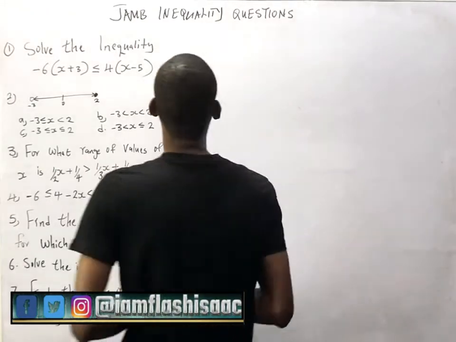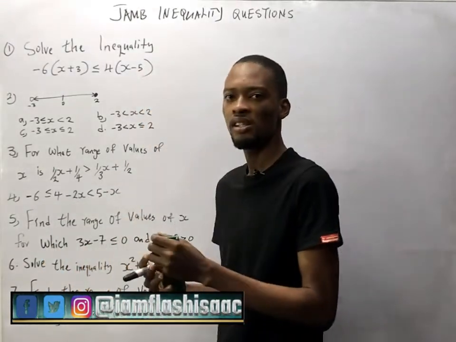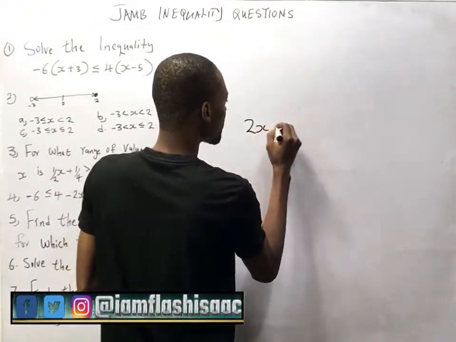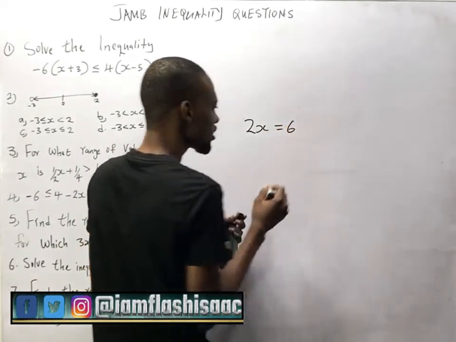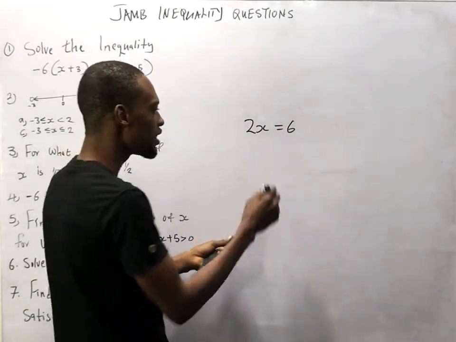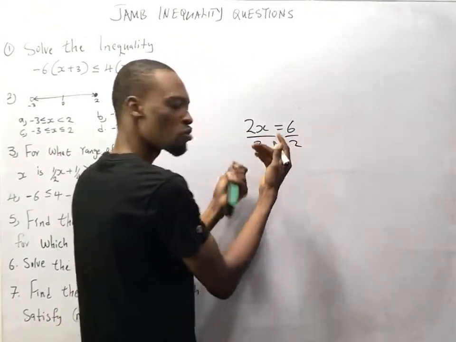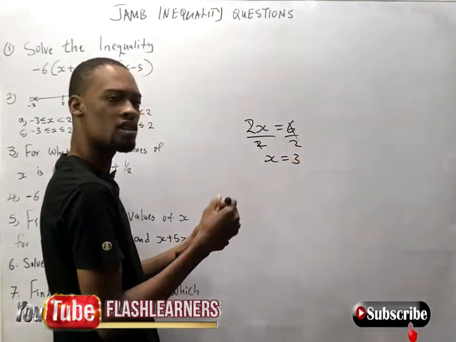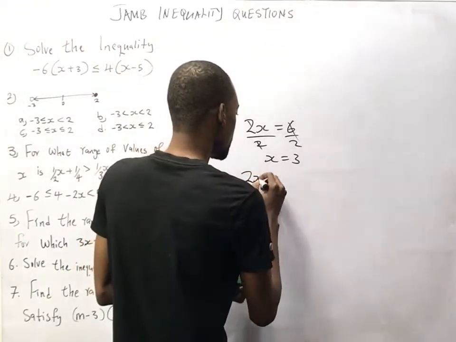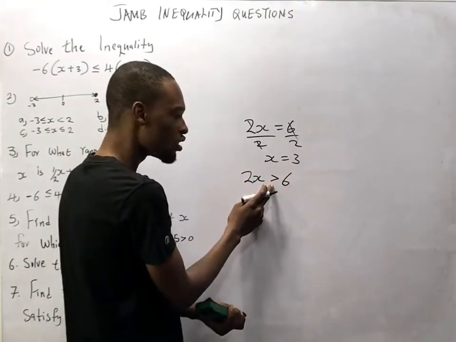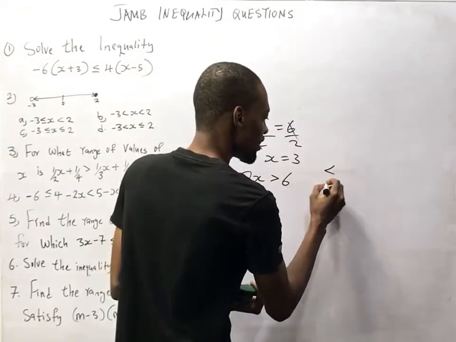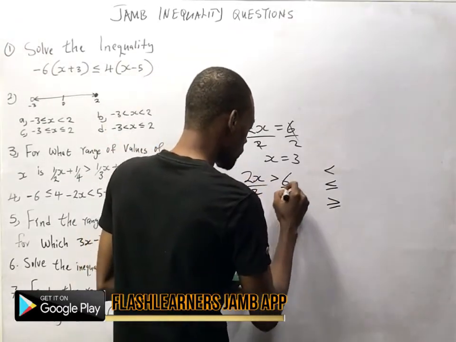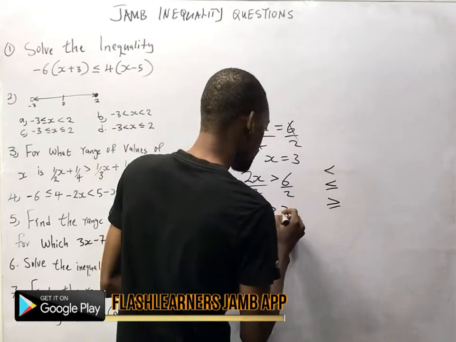Now, inequality can be solved the same way we solve equations. If I say 2s equals 6, this is an equation. I simply divide both sides by 2 because we are looking for s. This becomes s equals 3. Similarly, in inequality, if I say 2s is greater than 6, this is greater than, this is lesser than, this is lesser than or equal to, and this is greater than or equal to. I'll divide both sides by 2. s becomes greater than 3.